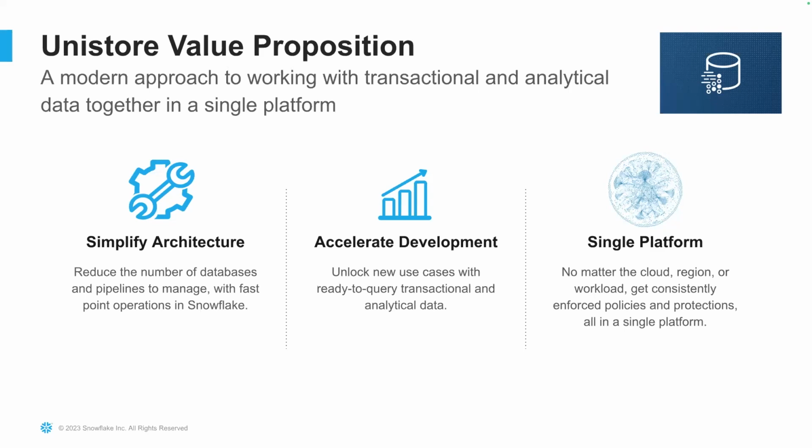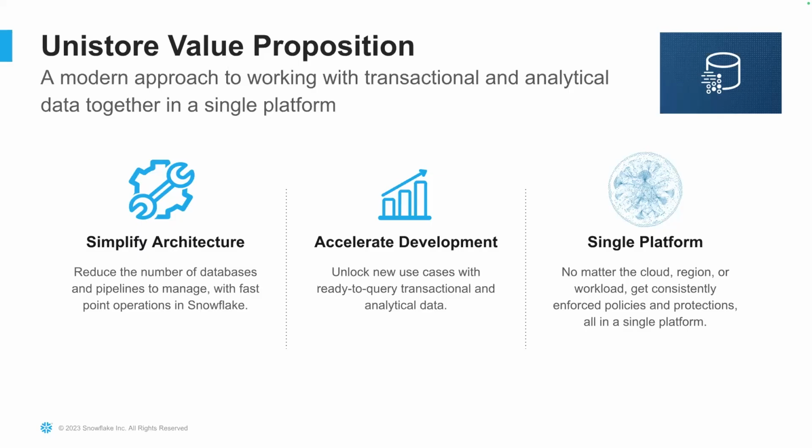Unistore is Snowflake's modern approach to working with transactional and analytical data together in a single data platform. The main value proposition that resonates most with customers about Unistore is the way that it lets them simplify their data architectures. You can reduce the number of database technologies and pipelines that you have to manage because now you get fast point operations directly and natively inside Snowflake.